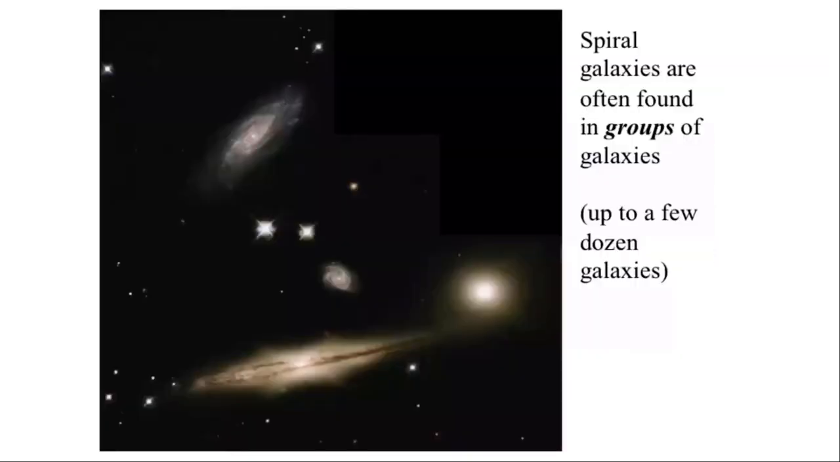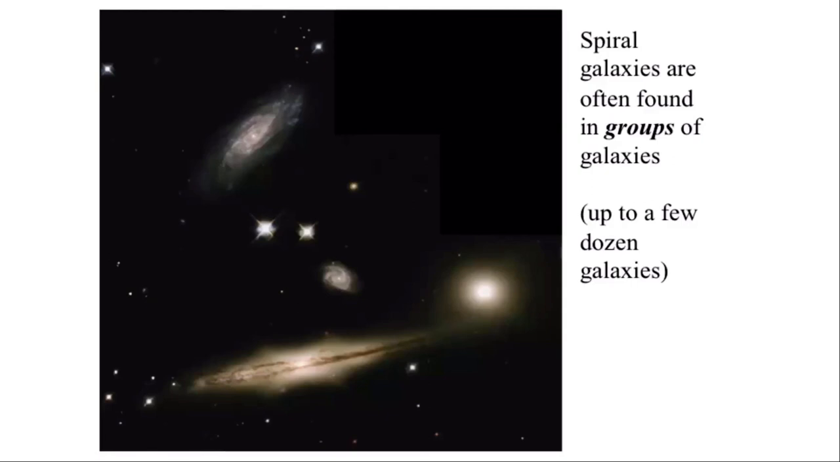Okay, some other differences between spiral galaxies and elliptical galaxies is that spiral galaxies tend to be found more in regions where there aren't a lot of other galaxies. So spiral galaxies are common in groups of galaxies where you have a few, up to a few dozen galaxies. And the Milky Way is in such a group called the Local Group that contains the Milky Way and the Andromeda Galaxy and one other spiral galaxy, M33.